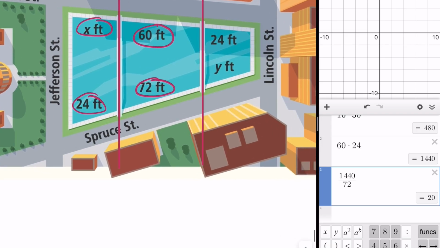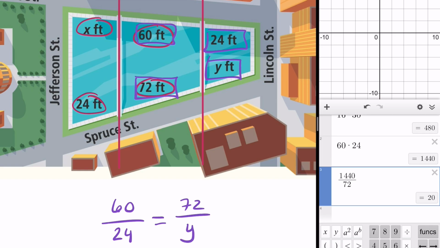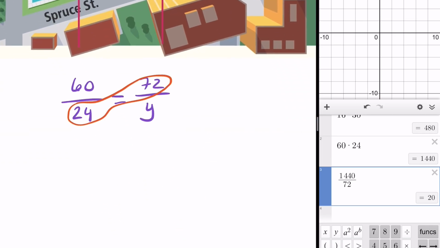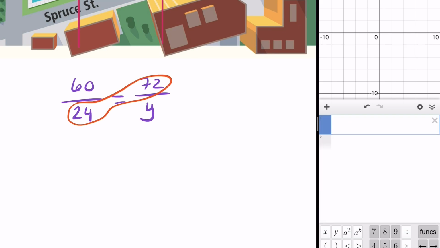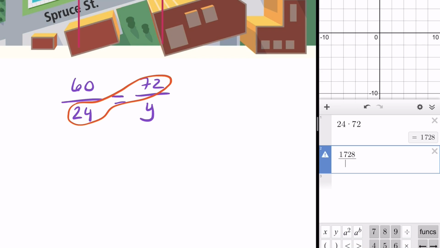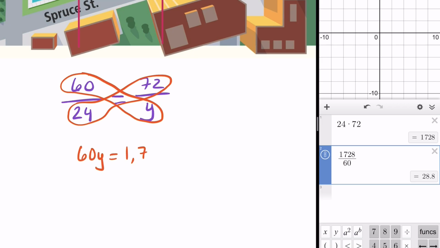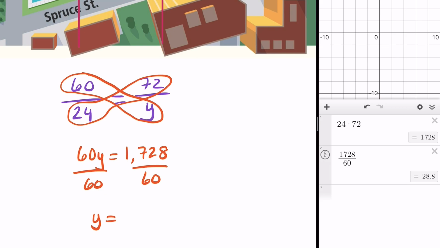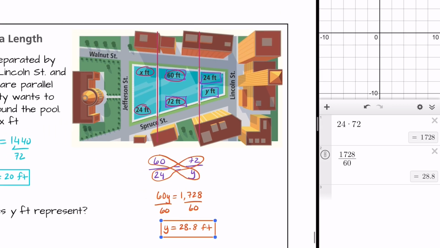And we're going to do the same thing, but we will now do 60 and 24, and 72 and y. Find our cross products. So we get 60y is equal to 1,728. Divide both sides by 60, and we get y is equal to 28.8 feet. It's okay, it's a decimal. It's proportional. Everything doesn't have to be a whole number.